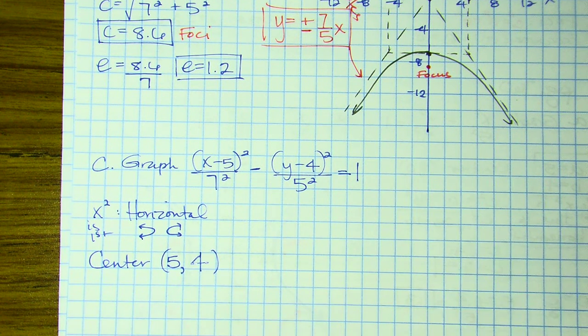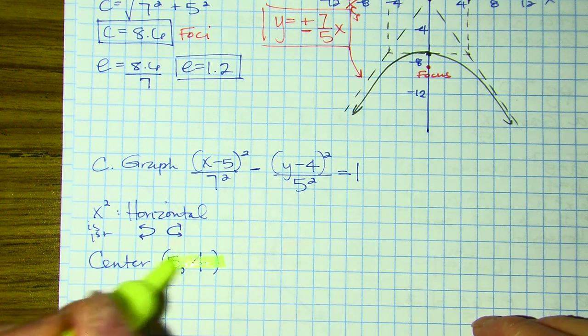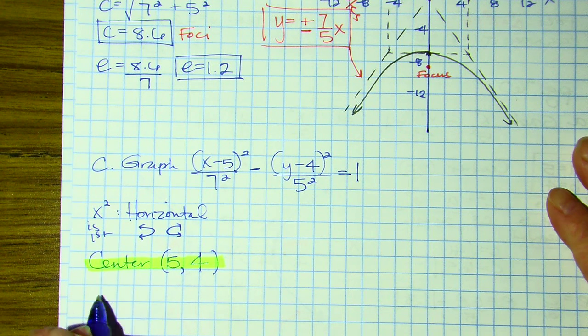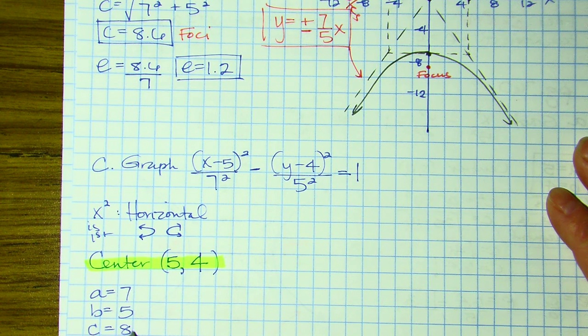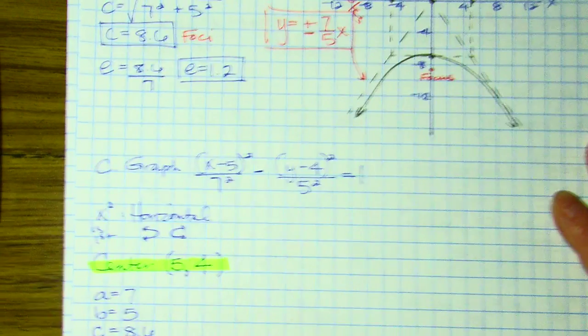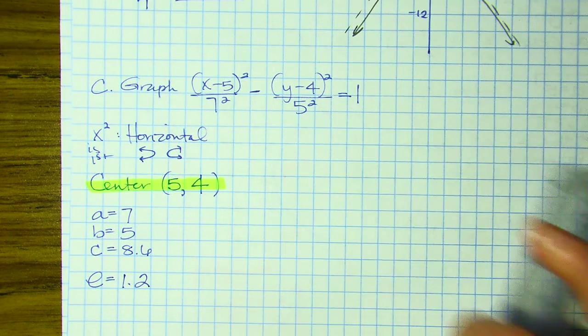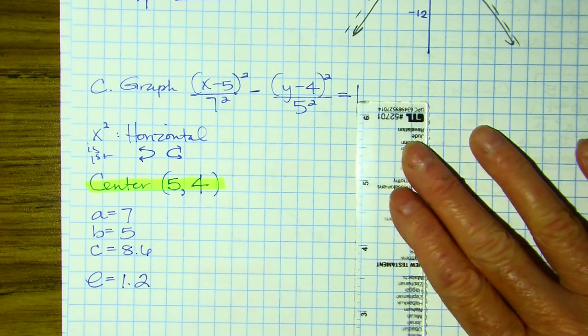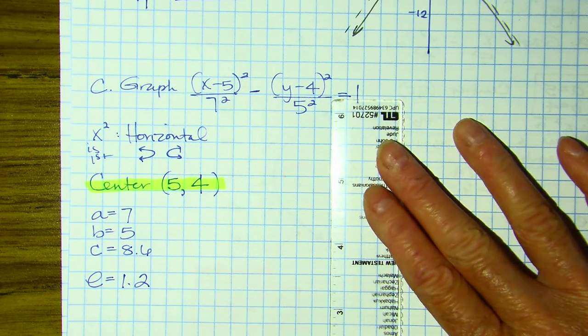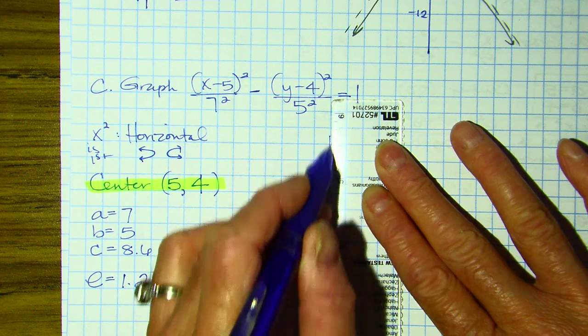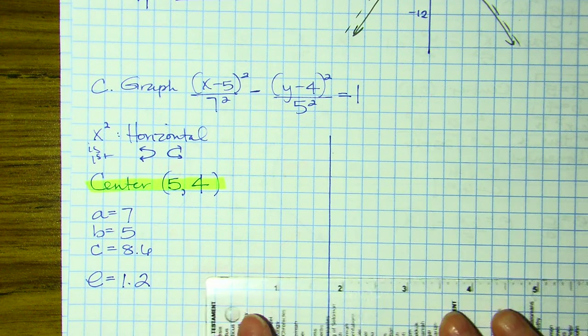So there is my center. Let's not forget that. A is 7. B is 5. It's the same numbers as last time. C is 8.6. Eccentricity is also the same, 1.2. And so I'm going to graph this, but the hard part is the center. I have to remember that my center is at 5, 4.